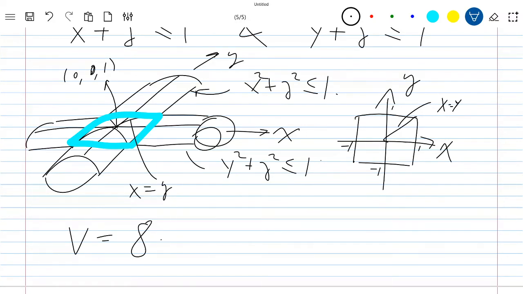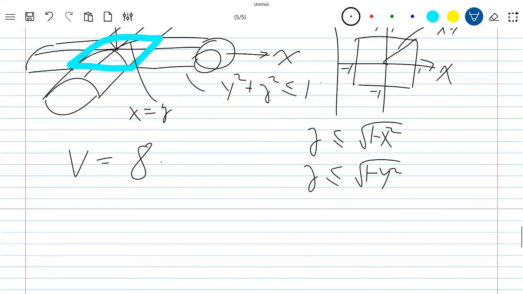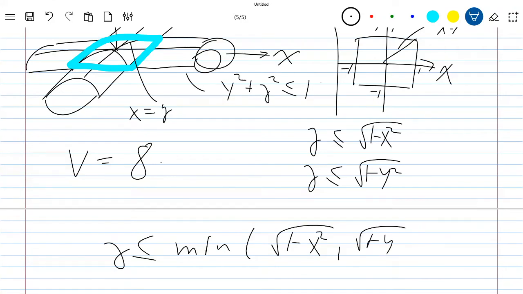So it is 8 times what happens in the first octant. In the first octant, x, y, z are all positive. But what is happening in the first quadrant? z must be less than or equal to the square root of 1 minus x squared, according to this, and z must be less than or equal to the square root of 1 minus y squared. So z is less than the minimum of both of them, right? If one is less than the other, then z is less than the smaller of them.